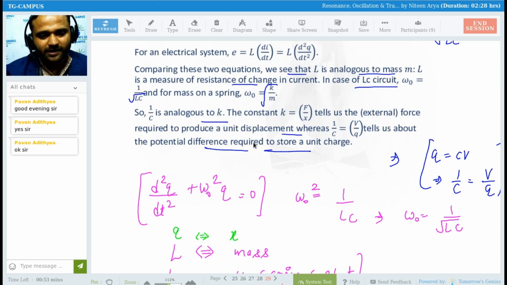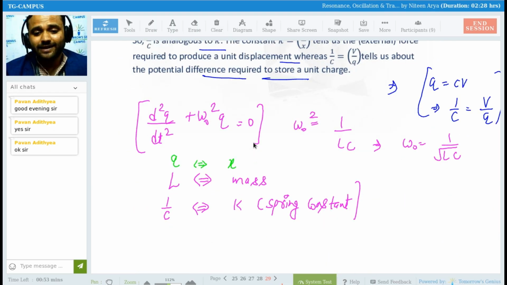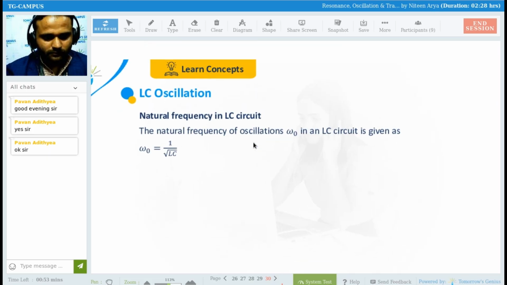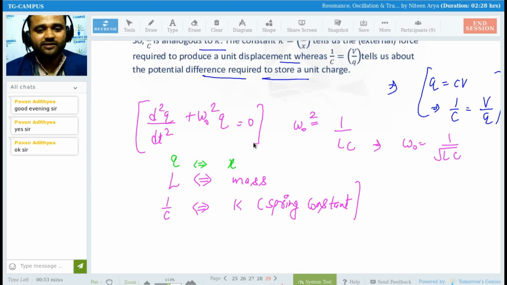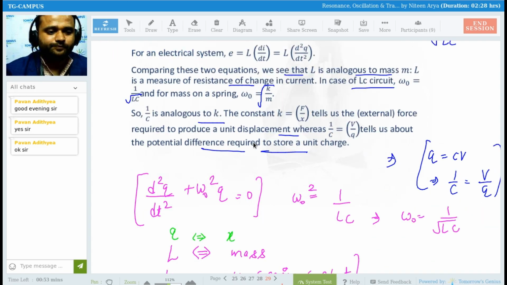I think it is omitted from boards, but if you get an LC oscillation question like this, obviously the natural frequency in an LC circuit is omega naught equals 1 by under root LC. That is the same scenario for the LCR circuit. But this is the magic, or the meaning, of LC circuit oscillation. Is this clear, everyone?